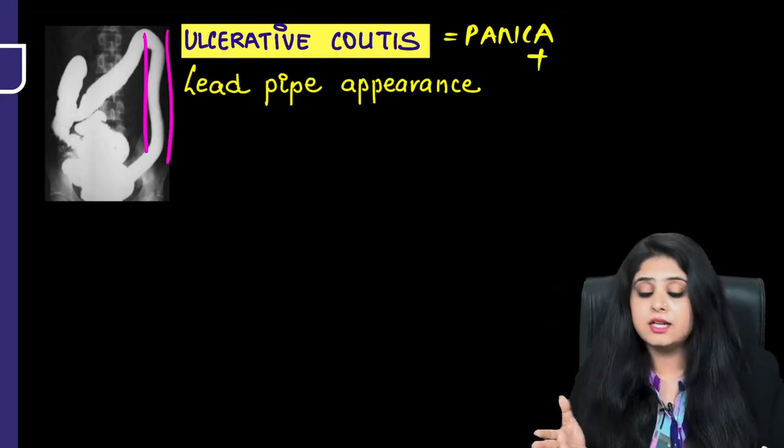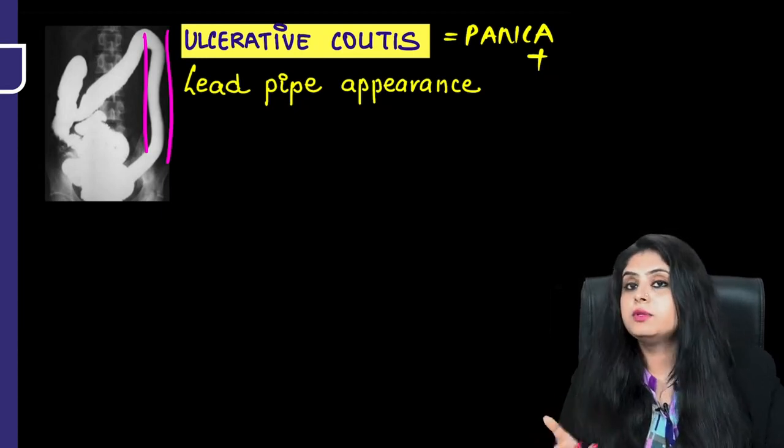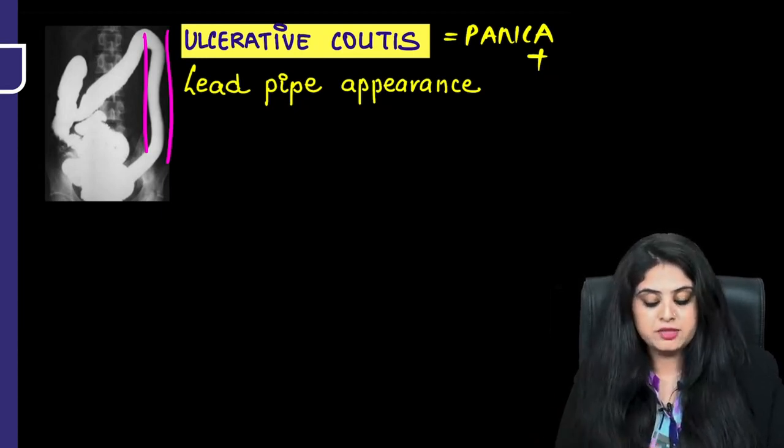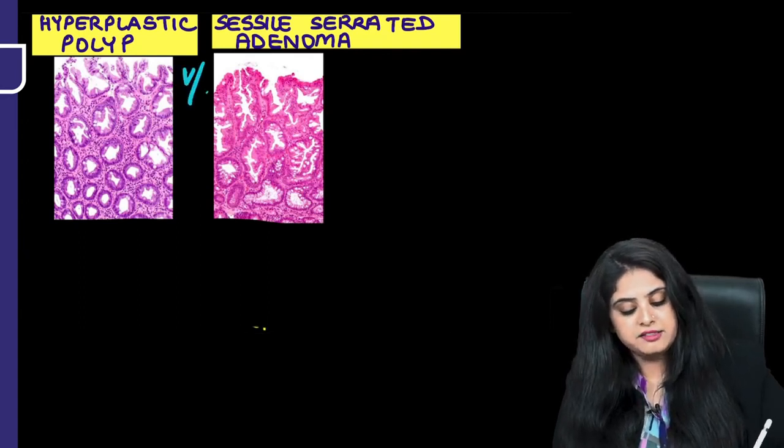I've done that in the RR. Right now I'm focusing more on the images part of it. Done. Now we're left with polyps. What are the first two polyps that I have to discuss with all of you? Hyperplastic polyp versus sessile serrated adenoma.